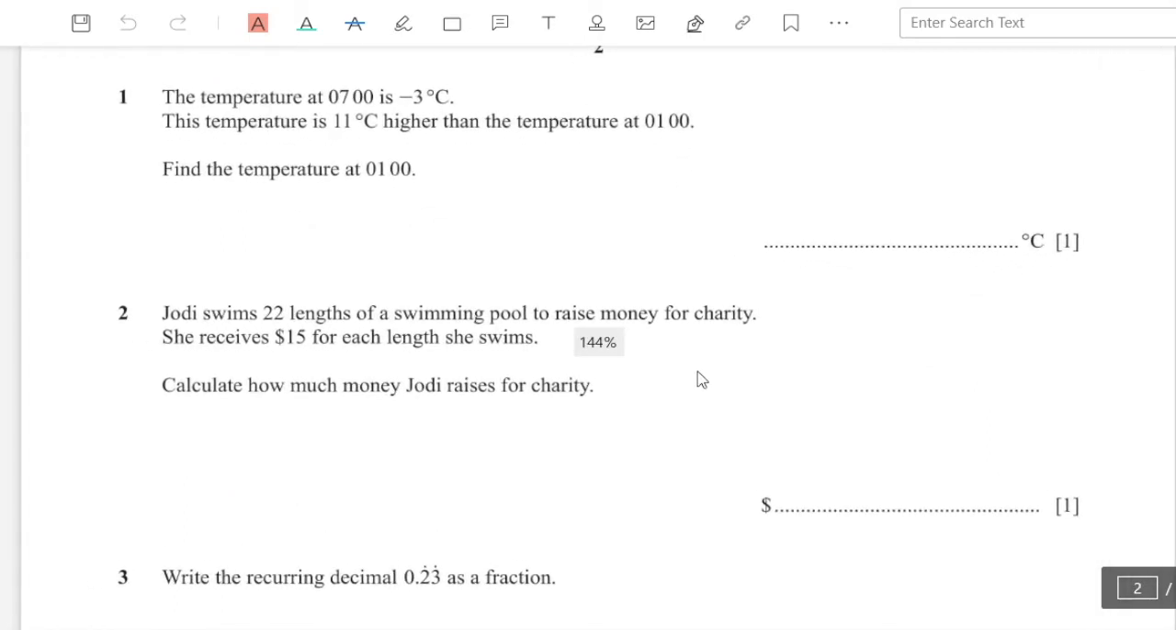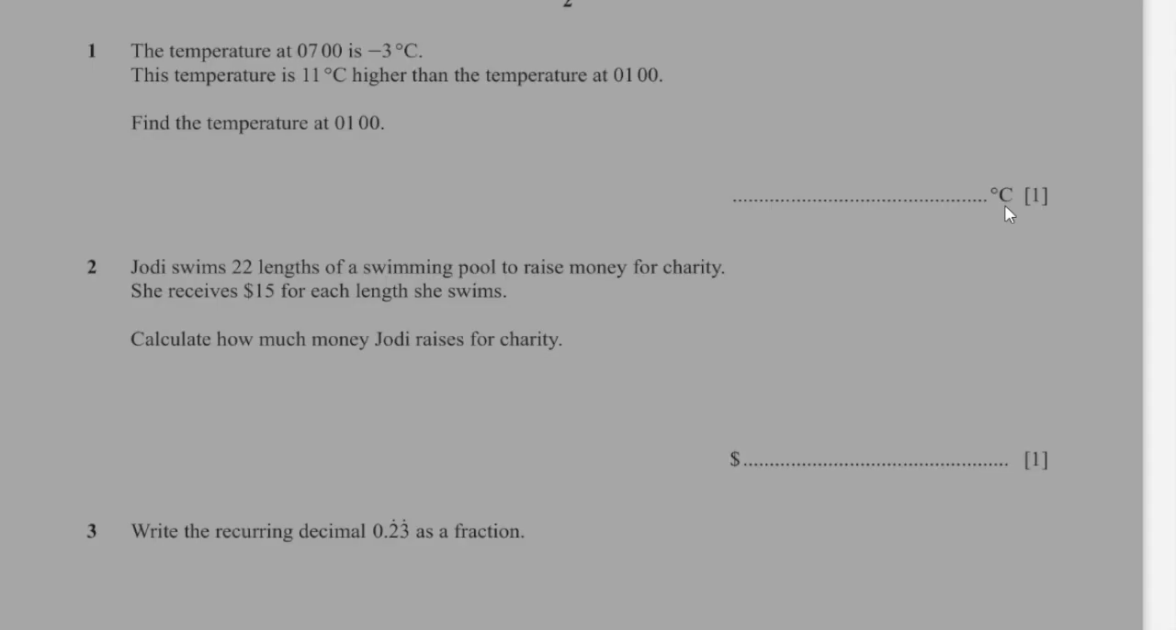Starting with question number 1, the temperature at 7 is negative 3 degrees Celsius. This temperature is 11 degrees Celsius higher than the temperature at 1. Find the temperature at 1. So the temperature at 1 is 11 degrees lower than negative 3, which means the temperature is going to be negative 3 minus 11, and that is equal to minus 14.